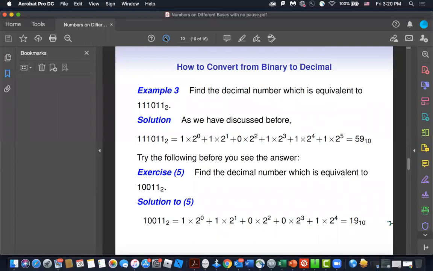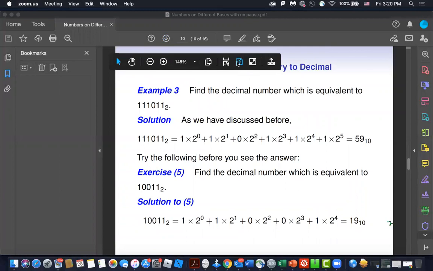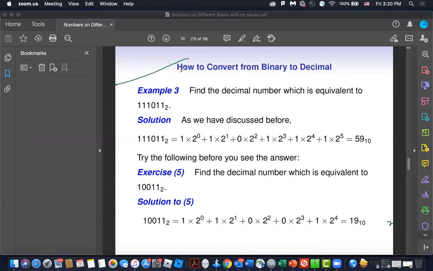Okay, so if we have a number, the same value in different forms, one is binary, one is decimal. We're going to learn how to do the conversion in either direction. So this page is about going from binary to decimal.